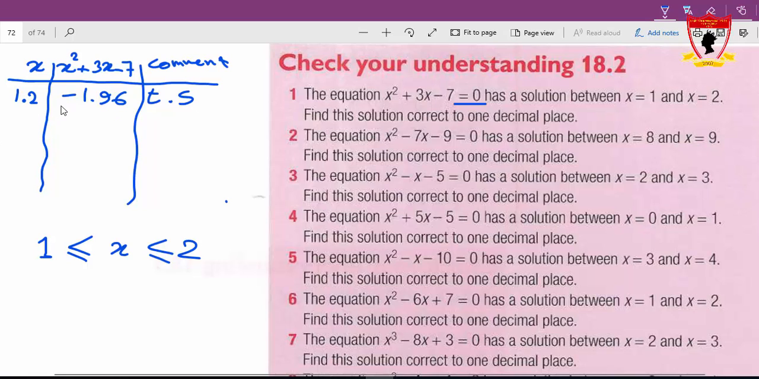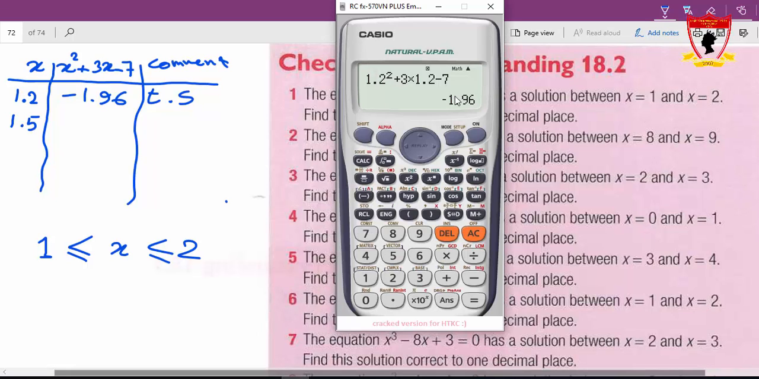Let's try another number, 1.5. Let's see, are we approaching 0 or getting further from 0? Then we will have 1.5 to the power of 2, which is equal to 2.25, then plus 3 times 1.5, which is equal to 4.5. Again, the result will be negative. Let's check: 1.5 to the power of 2 plus 3 times 1.5, the result minus 7, is equal to negative 0.25.